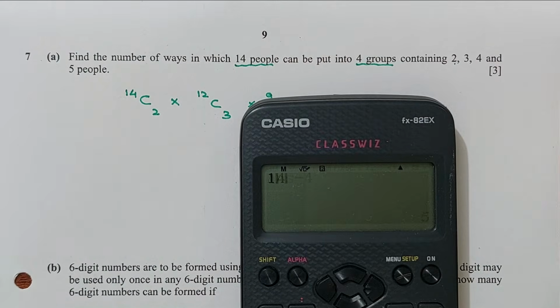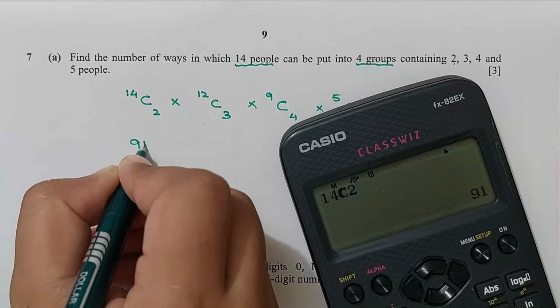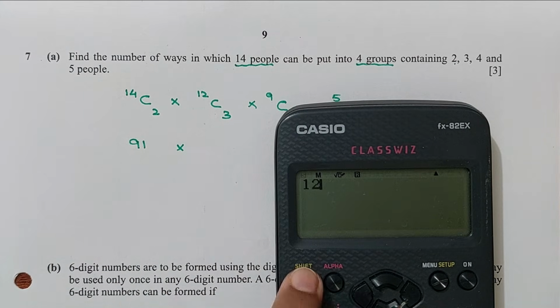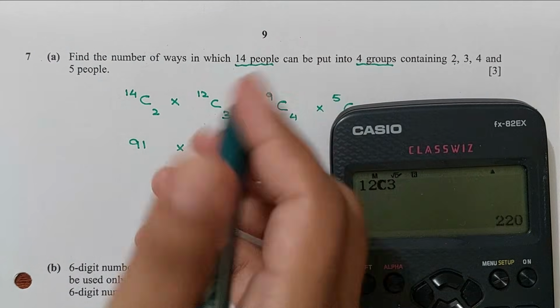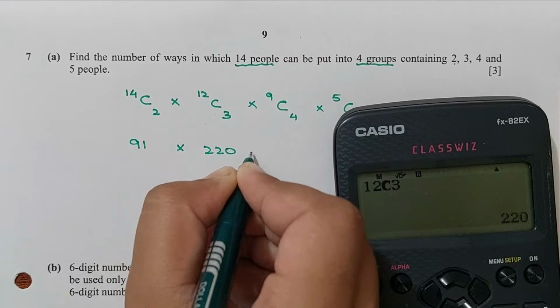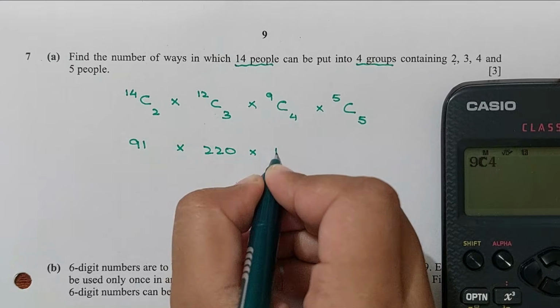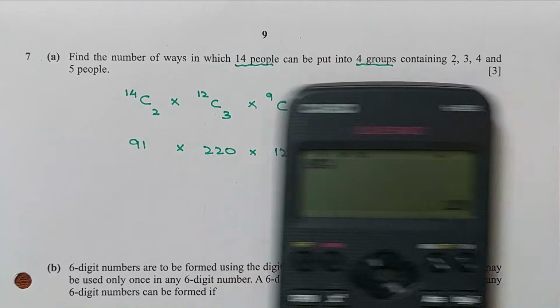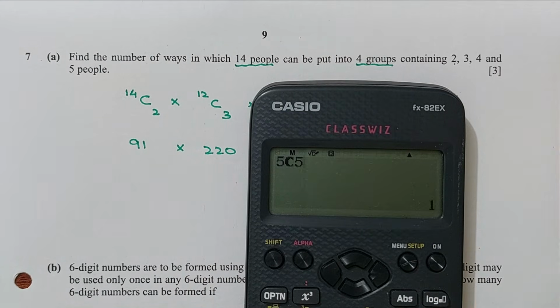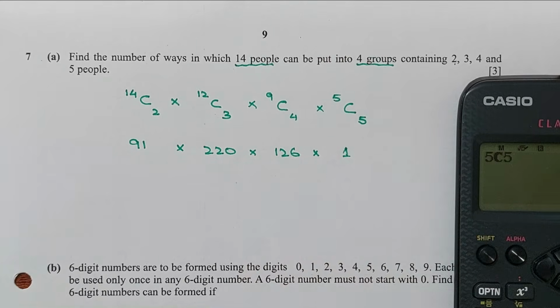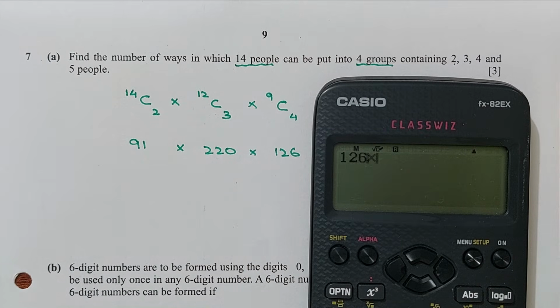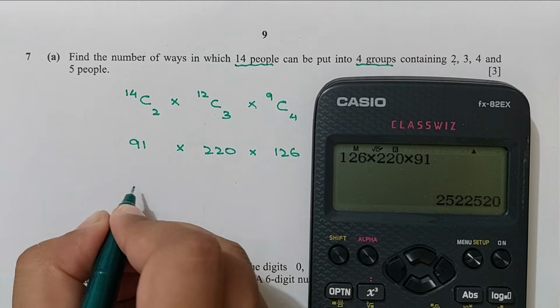Let me simplify. 14 C2 is 91 times 12 C3 is 220 times 9 C4 is 126 and 5 C5 is just 1, right? So this is 126 times 220 times 91, which is 2522520, right?